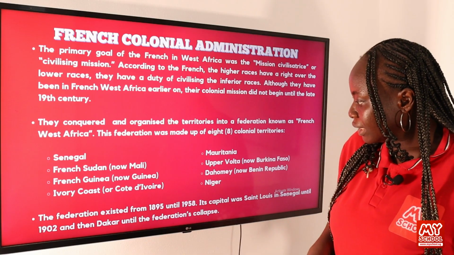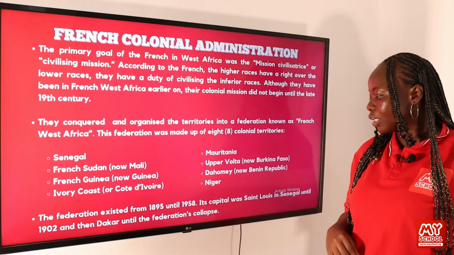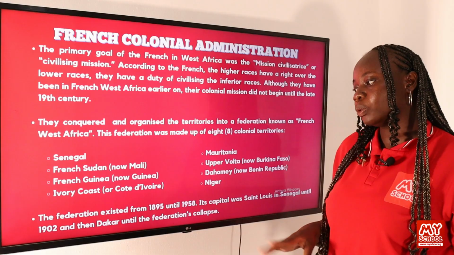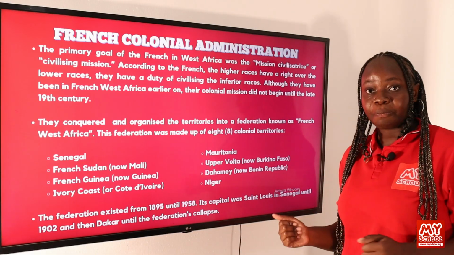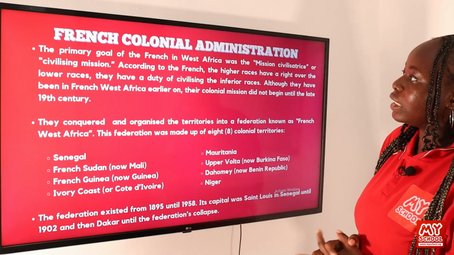These were the territories that became the federation known as French West Africa in the 19th and 20th century. So the federation existed from 1895 until 1958, and its capital was in St. Louis in Senegal until 1902, and then Dakar until the federation's collapse when they began to gain independence very close to the 1960s. Now let's move on to the next slide.